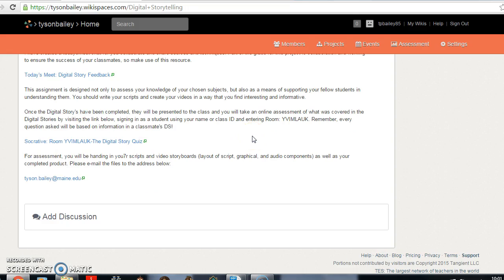And finally, at the end of the digital storytelling section, the idea was for them to take an online quiz on Socrative.com in order to gauge A, that they watched the videos, and B, how much they were able to get from it. The idea was to base the questions in the quiz on information presented in each digital story. So each digital story would get their own question. They were multiple choice, true, false, short answer, that sort of thing.